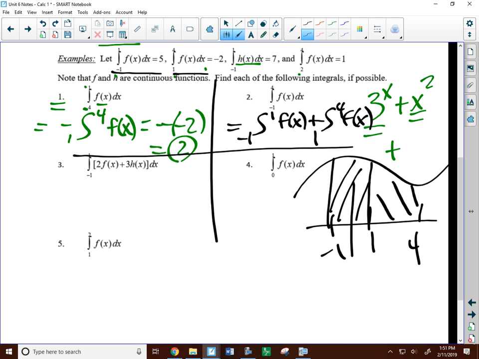They want -1 to 4, so we're just going to add them together. And they want the whole thing, so we're just adding. So this one is 5. And this one is -2. Yep. So we get 3.